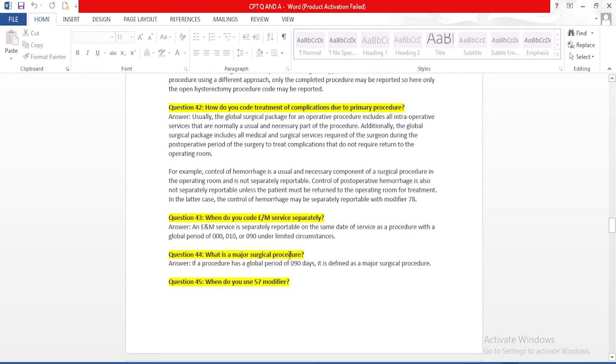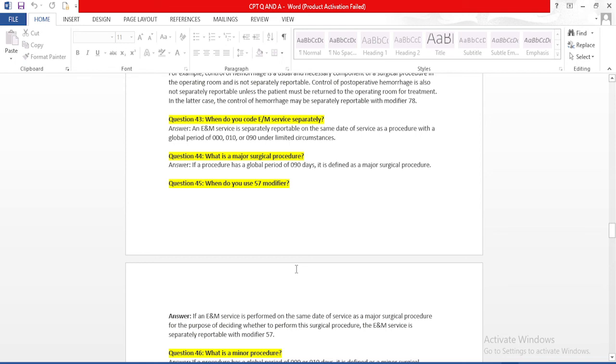Next one, how do you code treatment of a complication due to the primary procedure? Usually, the global surgical package for an open operative procedure includes all intraoperative services that are a normal, usual and necessary part of the procedure. Additionally, the global surgical package includes all medical and surgical services required of the surgeon during the postoperative period to treat complications that do not require return to the operating room. So here we do not need to code complications if the patient is in the global period.